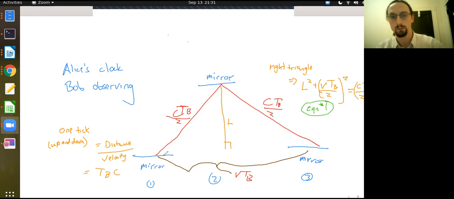And the distance that the bottom mirror will traverse over the course of this 1 tick is whatever the velocity of Alice is times the measured tick duration, TB. And so we have a right triangle. A squared plus B squared equals C squared, right? So here's A, B, right? Because we're half of this whole thing here. And that's our hypotenuse. That's our first equation.